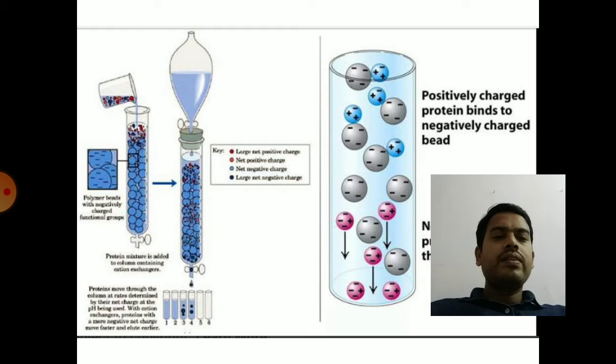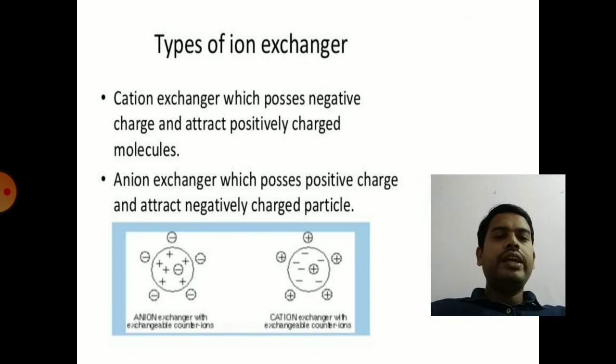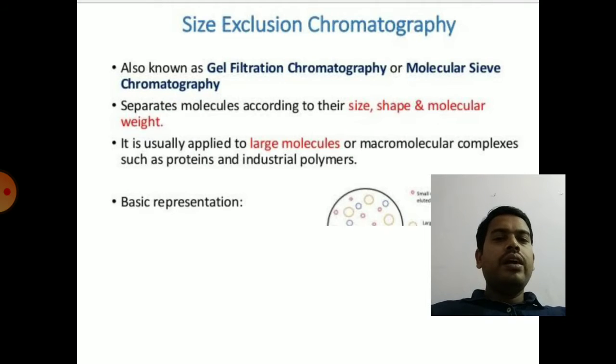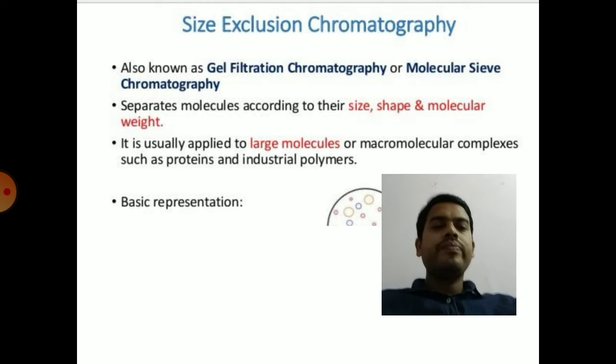In this technique, the sample molecules or solute particles are separated based on the molecular size. Basically speaking, they depend upon the size and shape and molecular weight also. But since it is mentioned as molecular size or gel exclusion chromatography or size exclusion chromatography, it is based on the molecular size of the solute particles.